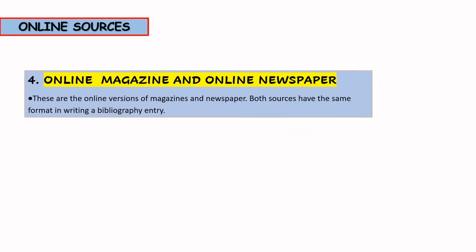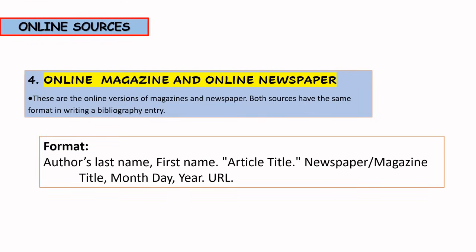Online magazine and online newspaper. These are the online versions of magazines and newspapers. Both sources have the same format in writing a bibliography entry. This is the sample format of writing an online magazine and newspaper bibliography.